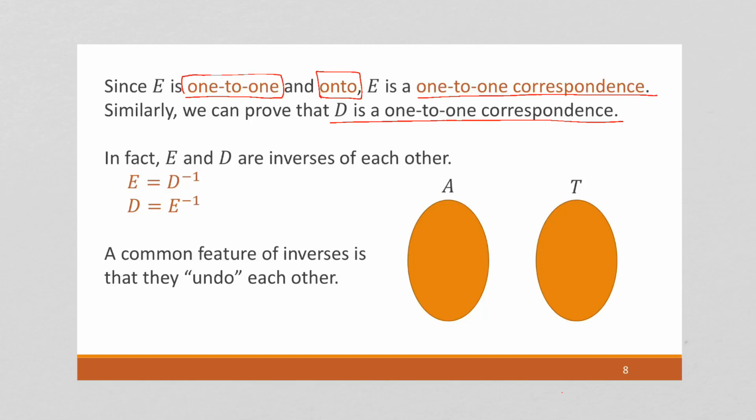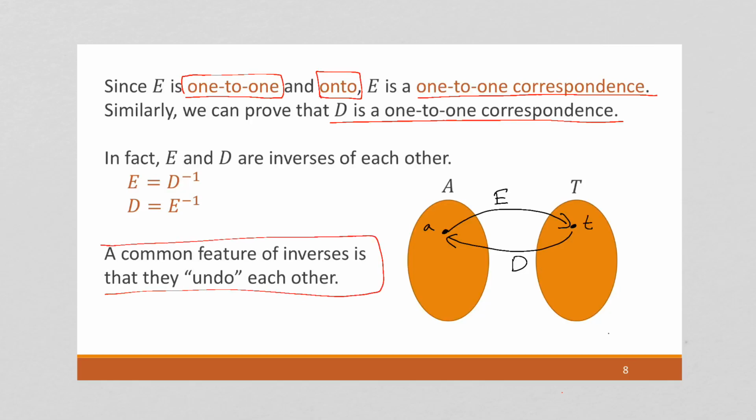So a common feature of inverses is that they undo each other. So if I have an element of A, little a, and I encode it via E, I'm going to get an element of T. Similarly, if I take that same t, I can pass it through D and decode it and get a back. So this is a very common feature of inverses, that they undo each other. All right, if you play around with algorithmic inverses, you'll find the same thing happens.